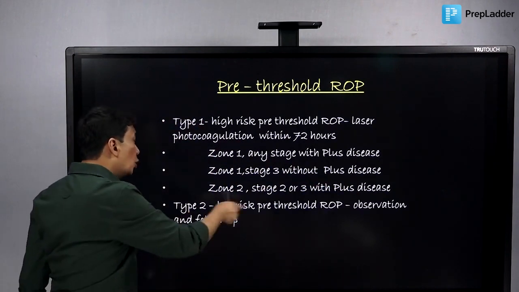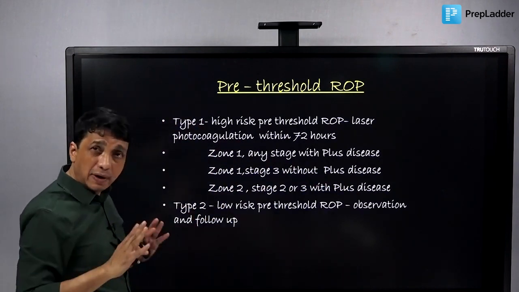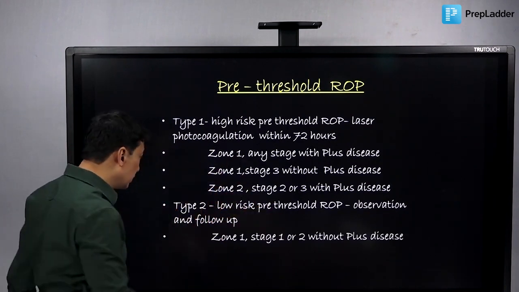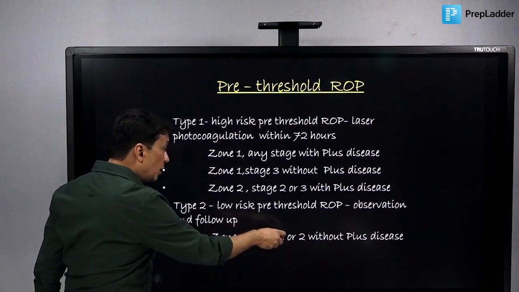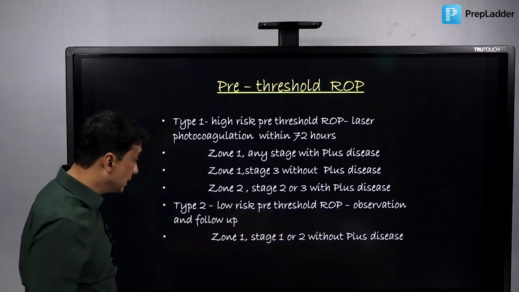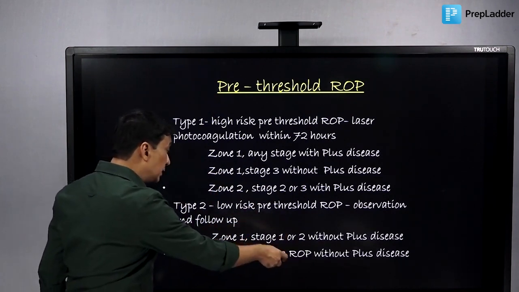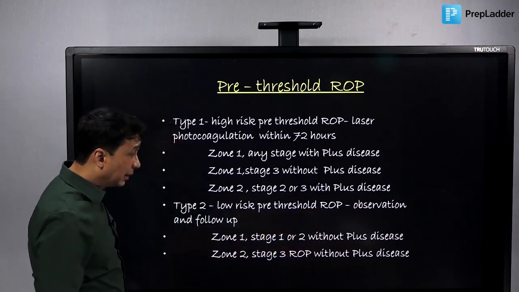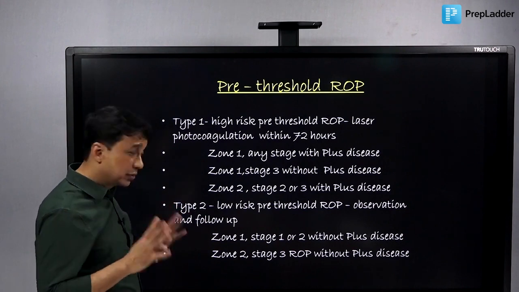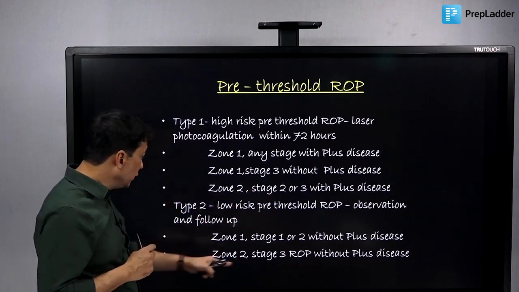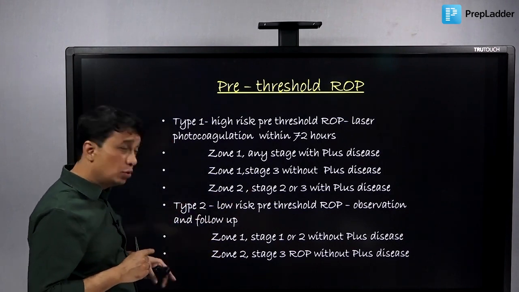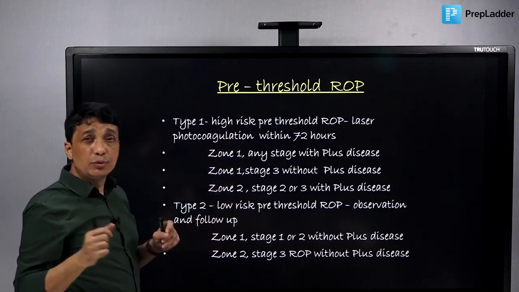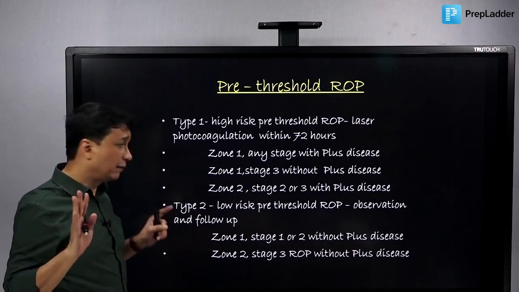Type 2 ROPs are low risk pre-threshold ROPs and we don't have to treat them, we just observe and follow them up. And this definition is either zone 1, stage 1 or 2 without plus disease, and zone 2, stage 3 ROP without plus. Both of them are without plus disease, as you can see. That's why they can be followed up and observed. I don't think it's necessary for you to remember the definitions of type 1 and type 2, but I think you should know that type 1s require treatment and type 2s require observation. That should be enough for you.